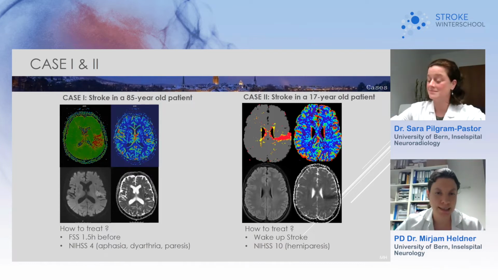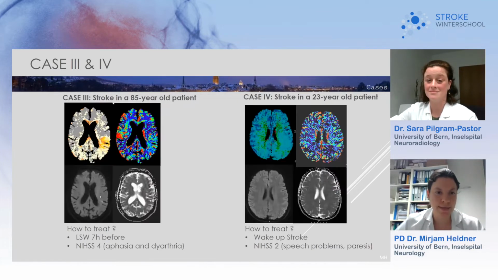The second case is a 17-year-old patient who woke up with a stroke. On admission, NIHSS score was 10. Then the third case is another 85-year-old patient who was last seen well 7 hours before admission. It presented with an NIHSS score of 4 because of aphasia and dysarthria. Then the fourth patient was a 20-year-old patient who woke up with a stroke. On admission, NIHSS score was 2 because of speech problems and paresis.